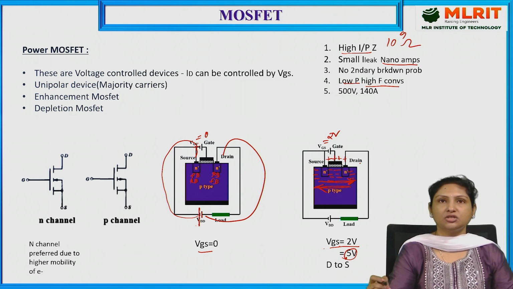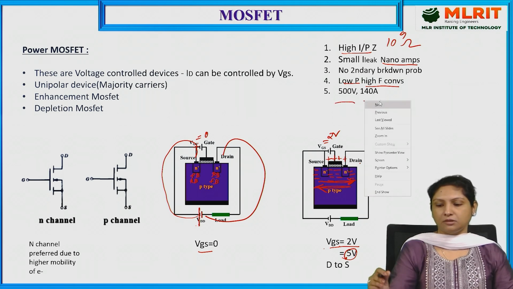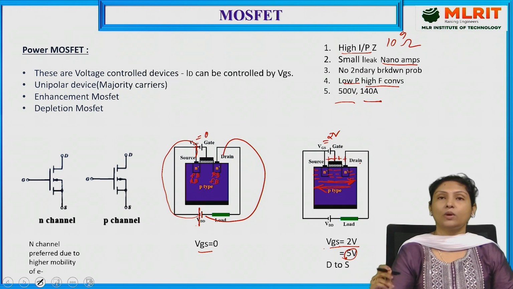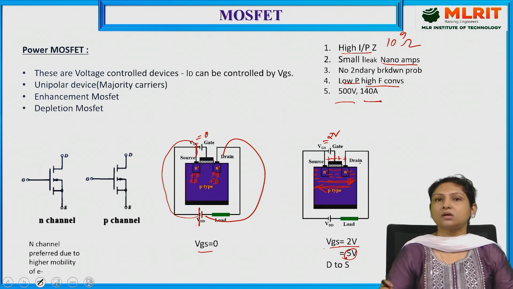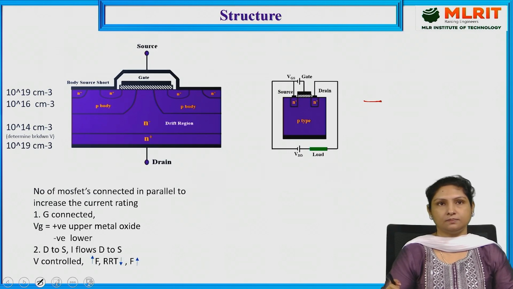And the voltage rating of MOSFET is about 500 volts, and the current rating is about 140 amperes. Whereas the BJT was operated with a voltage rating of about 1200 volts and 800 amperes, and here this is operated at 500 volts, 140 amperes.